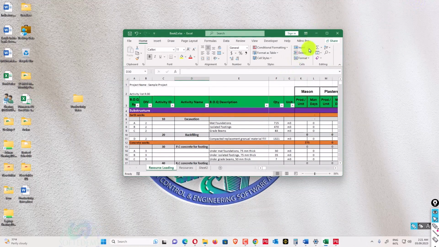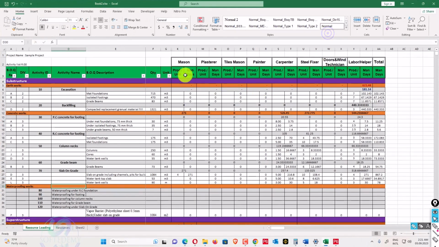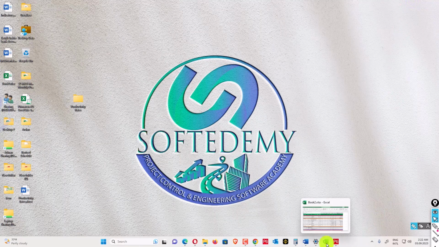This format I have also attached, so you can see that format. Also, productivity units have been given, units per hour and units per day have been assigned. So you will divide by the quantities, and you will get your man days from here, and you can import that into your schedule.